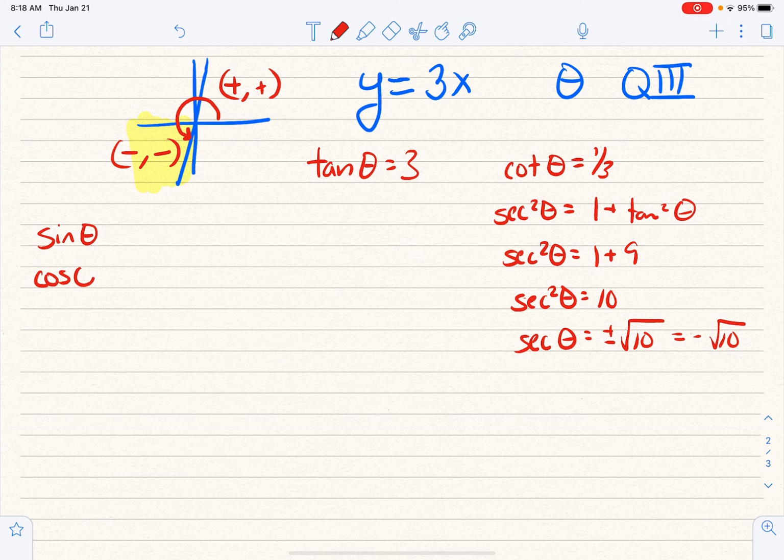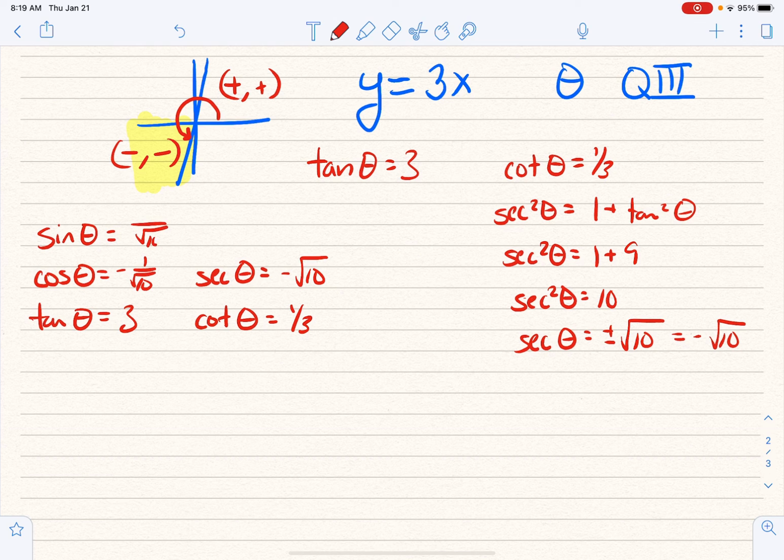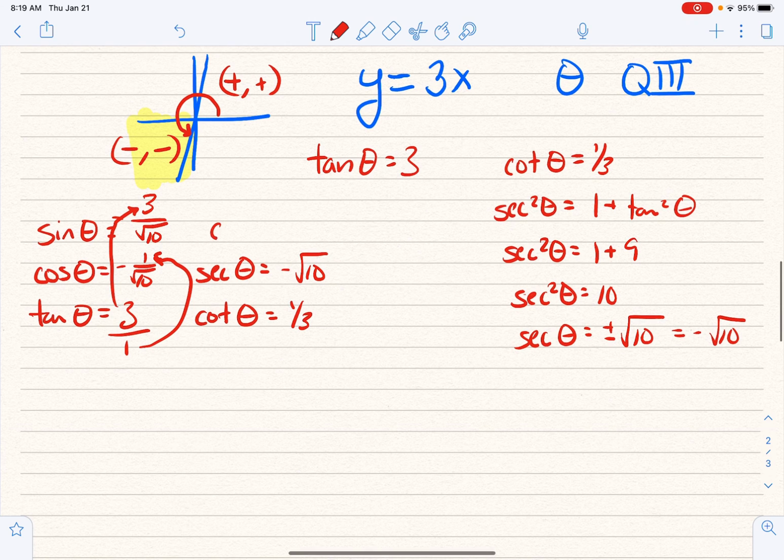Sine theta, cosine theta, tangent theta. 3 for tangent theta, cotangent theta is 1/3. Secant theta is a negative square root of 10. So therefore, cosine theta is negative 1 over the square root of 10. Sine theta has got to be over the square root of 10. Also got to be negative, and it's got to be this number. Remember, this is this. This one goes here, and this one goes here. And then we just flip it to get to cosecant, negative square root of 10 over 3.